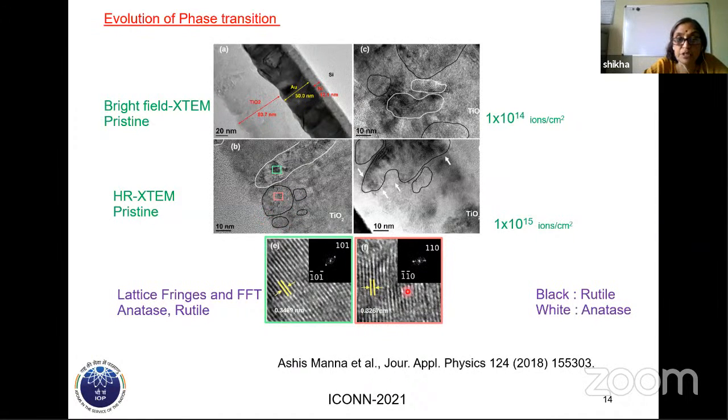These are the FFT images. And if we irradiate this pristine sample at 1:14, what we see is that the anatase nanostructures have decreased in size, whereas rutile increases. And at 1:15, it's mostly rutile in the film. So that's how we know that the phase transition has occurred in the system.